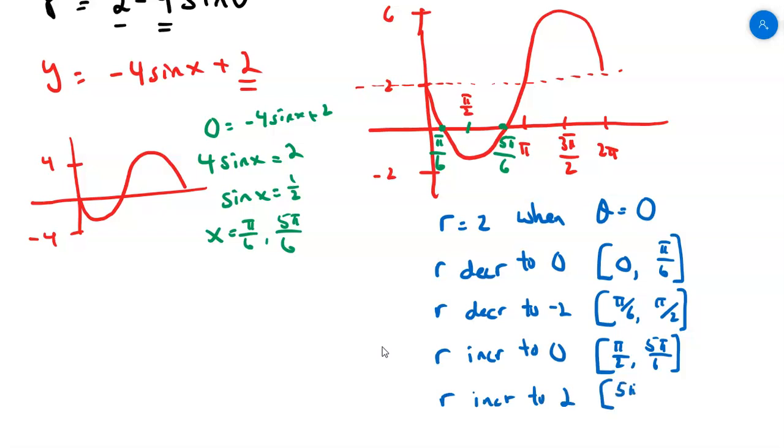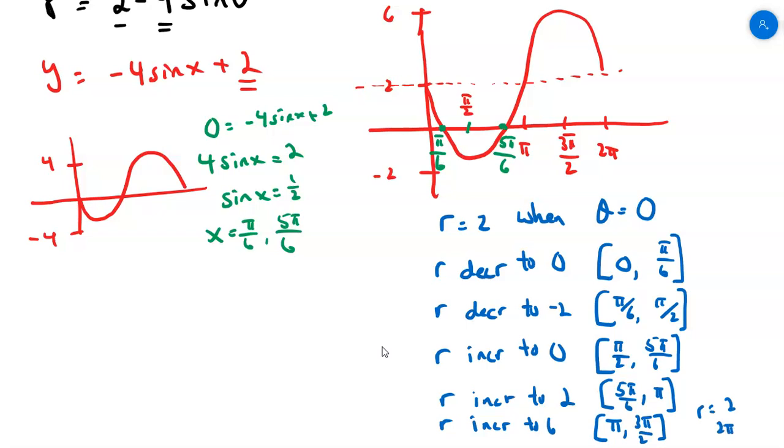So from 5 pi over 6 to pi, it increases. Now, there's really only two other things it does. It increases to 6 when it gets to 3 pi over 2. So between pi and 3 pi over 2, it goes to 6. And then it goes back to a radius of 2 by the time it gets to 2 pi.